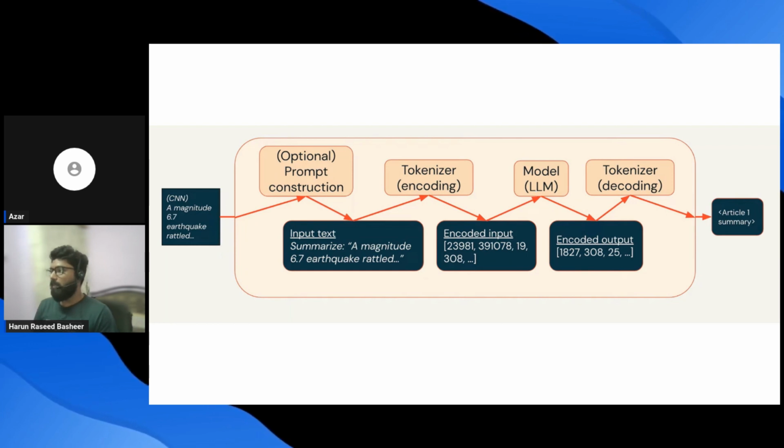And it will give me the output in numerical form only. But as humans we can't read these numbers. So for this, we again need to use the tokenizer and decode those numbers into human-readable text. That is what we are doing with the tokenizer again.